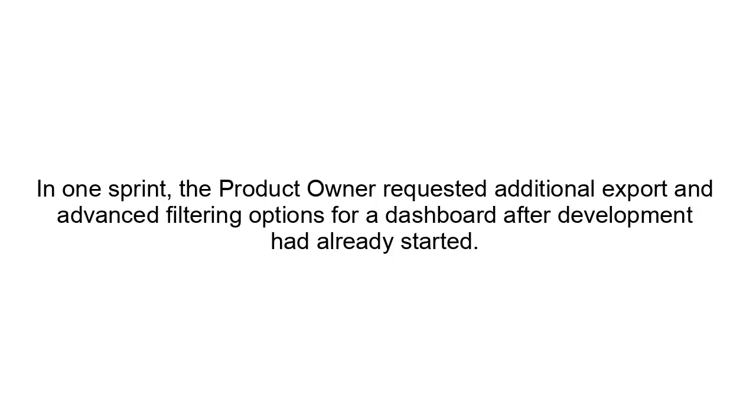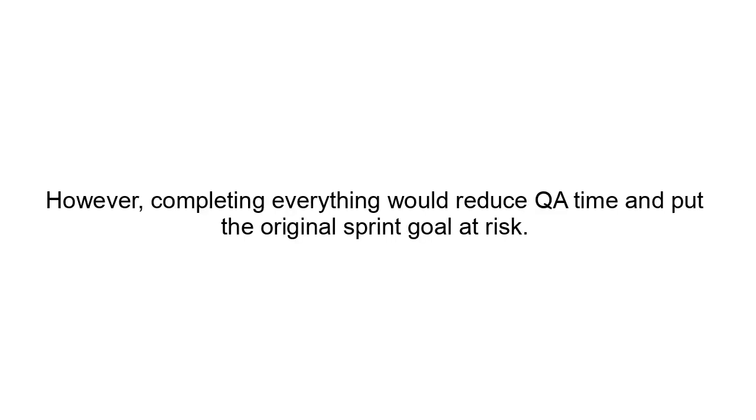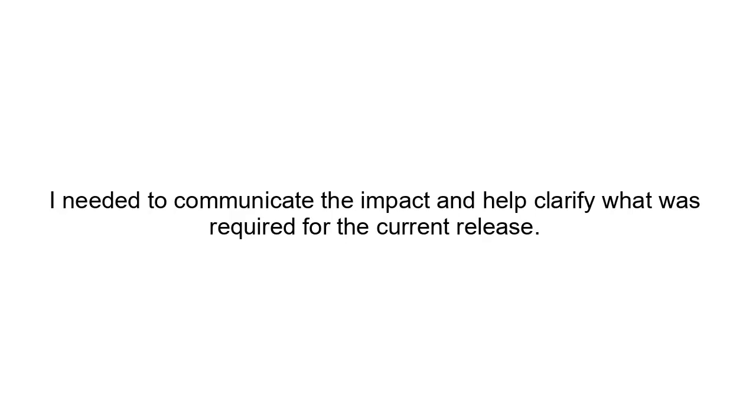Example 8. Preventing scope misunderstanding during a sprint. Situation: in one sprint, the product owner requested additional export and advanced filtering options for a dashboard after development had already started. The team initially interpreted the request as part of the current sprint. However, completing everything would reduce QA time and put the original sprint goal at risk. Task: I needed to communicate the impact and help clarify what was required for the current release.